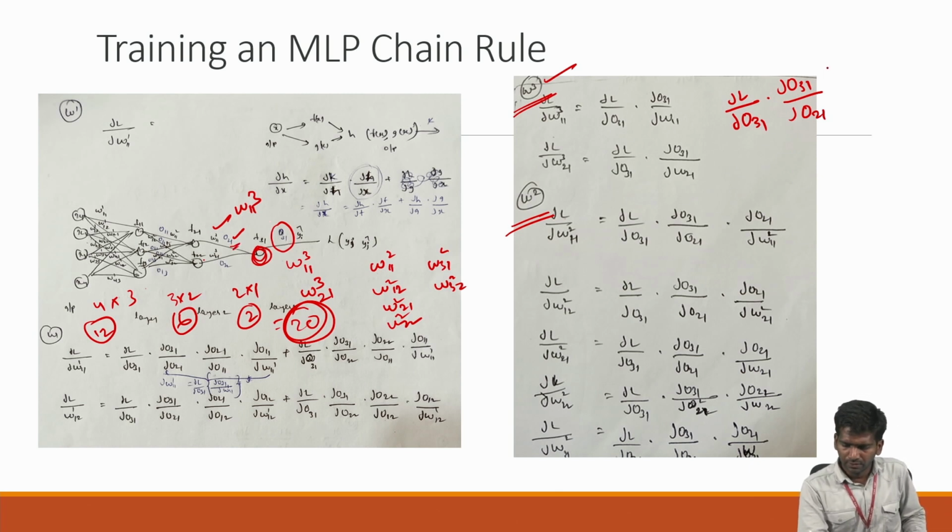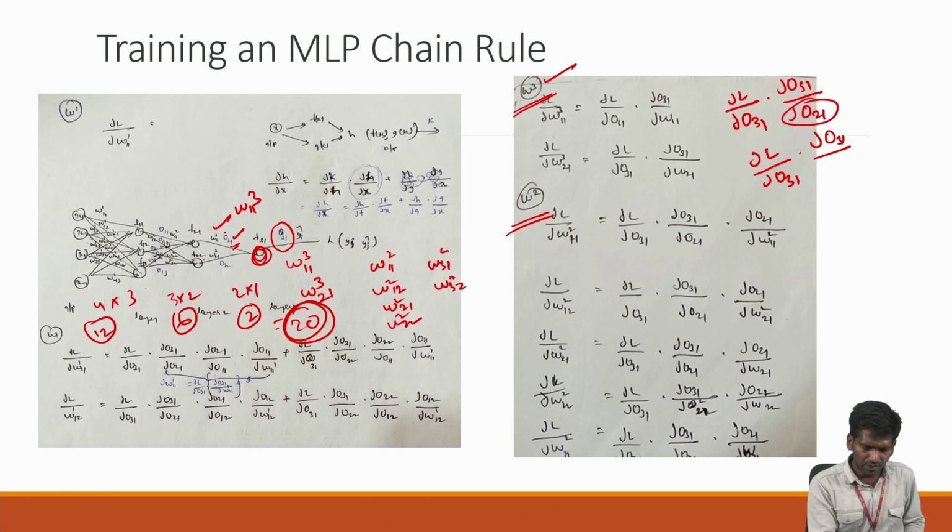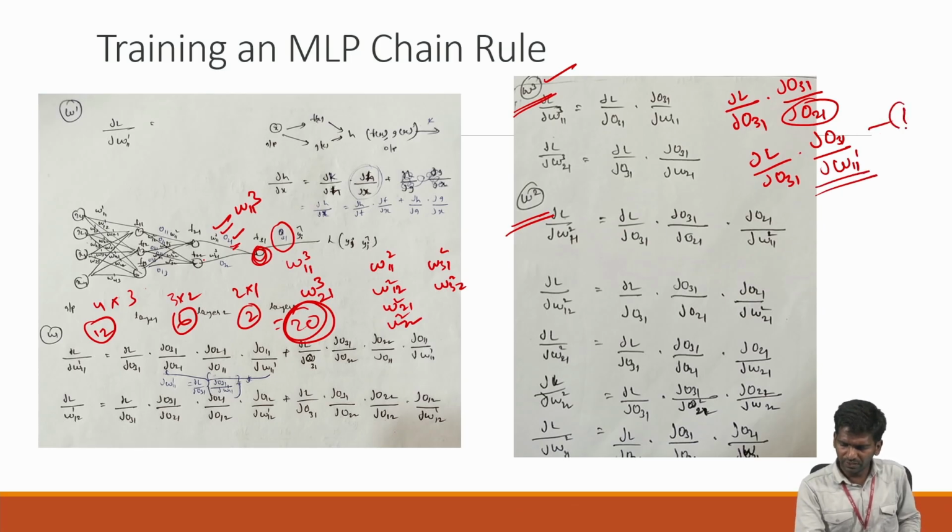So the derivative of O31 by the derivative of O21. I can write this as the derivative of loss with respect to the derivative of O31, into the derivative of O31 by O21, which here is nothing but our W11, so we write the derivative of W11, W11 to the power of 1. So now we got this. This is the first equation that we will get.